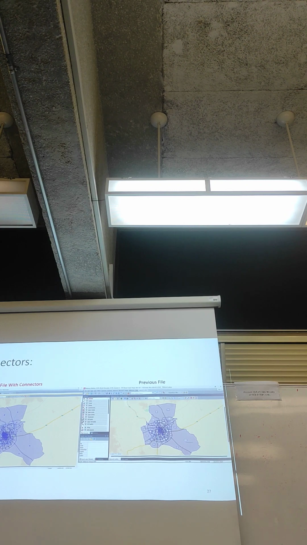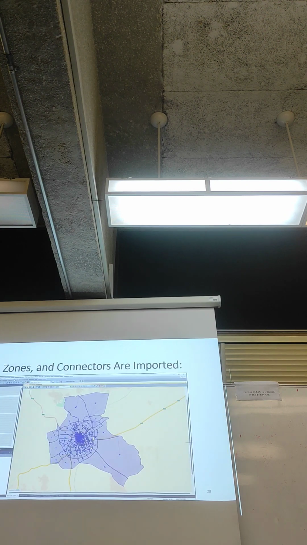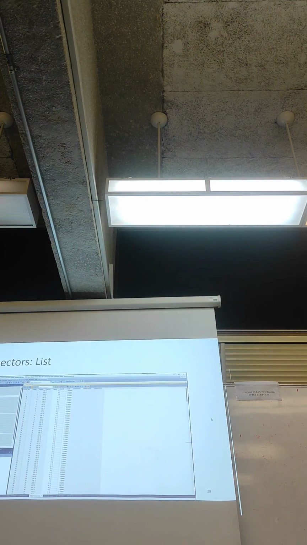As you can see here, there are connectors. So now we have links, zone, and connectors imported. So now we have to start. Now we can see the connectors list.